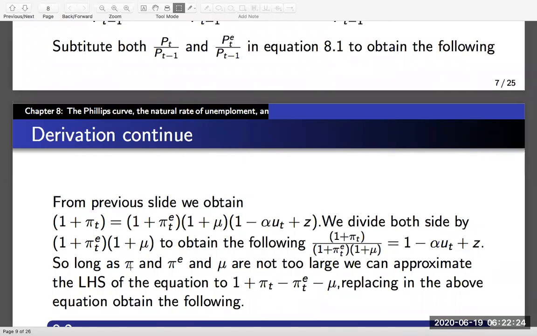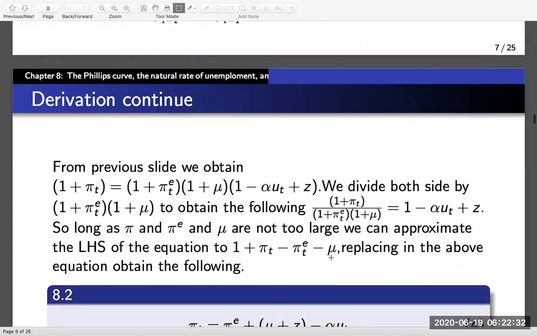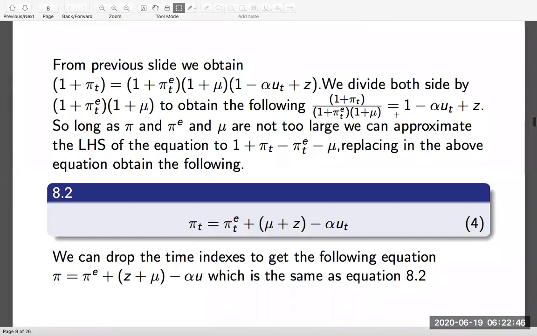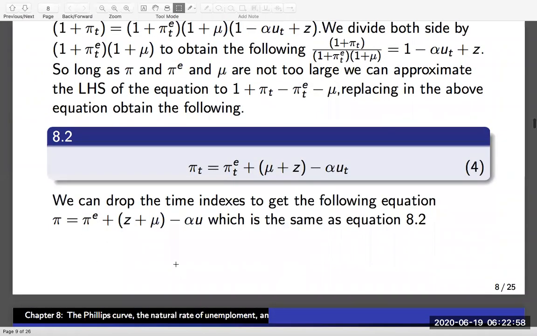So long as inflation, expected inflation, and markup are not too large, we can approximate using a Taylor expansion. Through the Taylor expansion, the left-hand side becomes 1 plus pi_t minus pi_t^e plus mu, replacing the above equation. We can rewrite it to look like this, and of course the 1 and 1 go away. You get that current inflation is equal to expected inflation plus that. We can drop the time index to get the following equation, which is what is in your book.